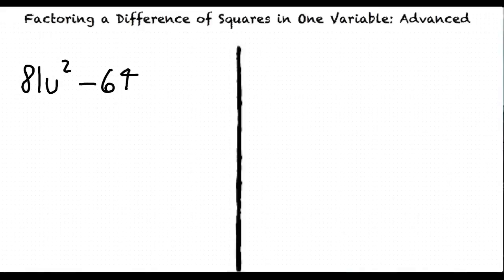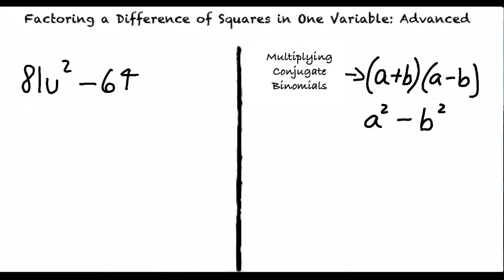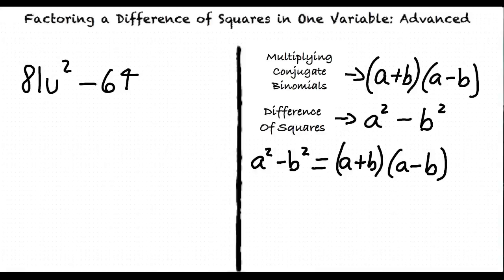of squares. Recall that multiplying conjugate binomials results in one squared term subtracted from another squared term, which is sometimes called a difference of squares. This fact allows us to quickly factor any difference of squares. If this doesn't seem familiar, review the topic, multiplying conjugate binomials, univariate.